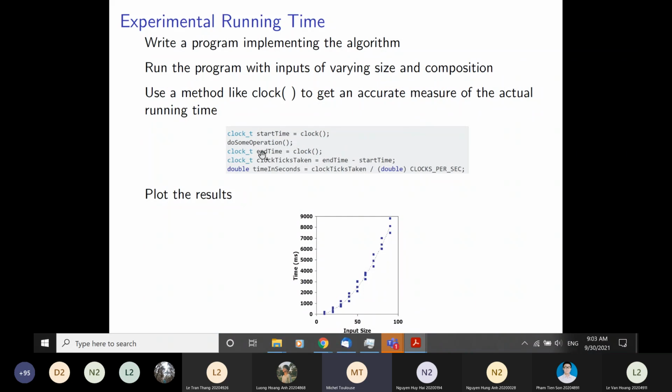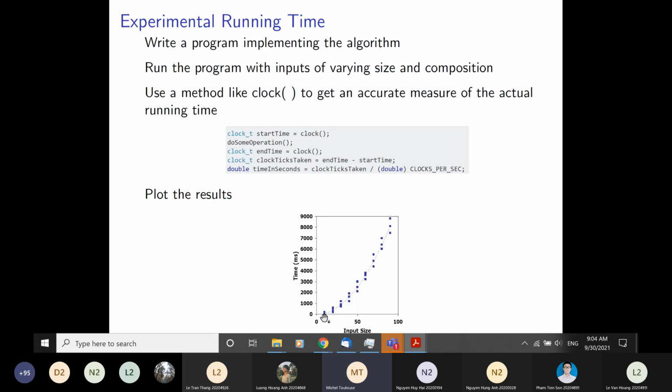The algorithm is running, then we take the time when the algorithm is complete, when it has finished. Then we take the difference between the end time and the start time. This is the amount of time that the algorithm has taken to execute. And then we do this for different input sizes. So for example, if the algorithm is sorting arrays of integers, then we want to measure the running time of this algorithm for different sizes of array.